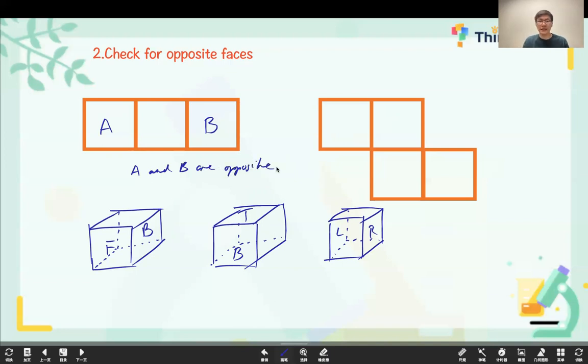And how can we visualize this? Well, imagine that you pin the face in the middle. And that means A and B, when you fold them, they're going to fold upwards towards each other. So that means that A and B have to be opposite to each other.